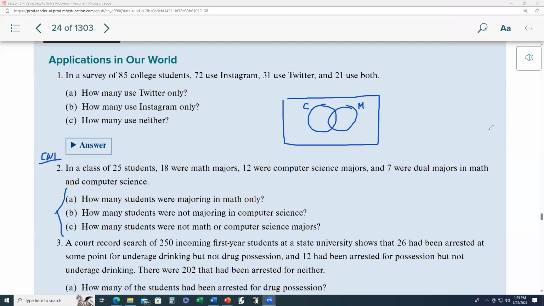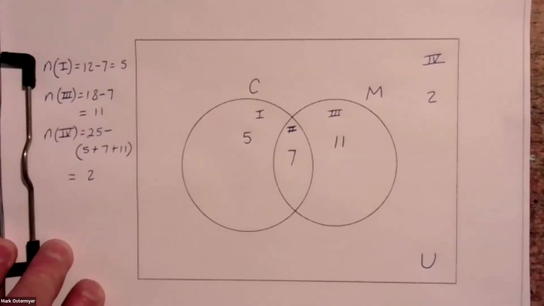This one wasn't too bad. This one was simple. Okay. This one is pretty straightforward, ladies and gentlemen, compared to where we've been.